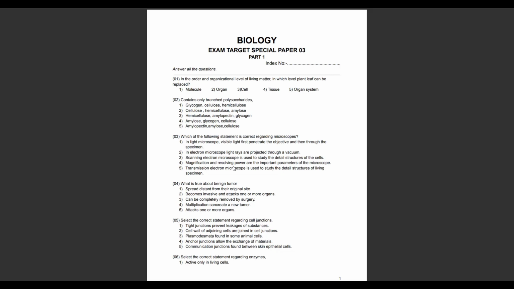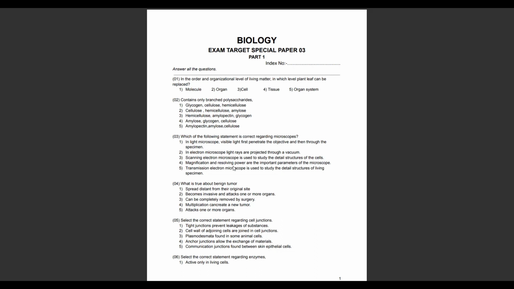Now look at the given answers. First one: spread distance from the original site. No. Benign tumors remain in the original site. Become invasive and attack one or more organs. No. Can be completely removed by surgery. Yes. Multiplication can create a new tumor. No. Attacks one or more organs. No. So the answer should be the third answer. For the fourth question, the answer should be the third answer.